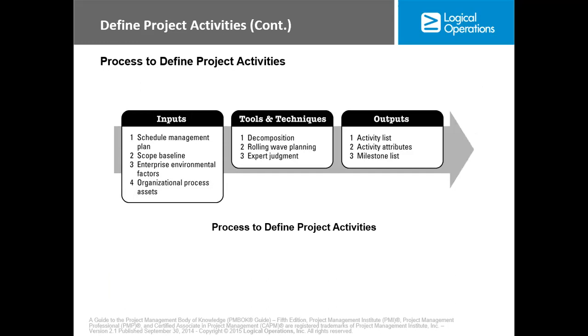Now, the process to define project activities. We have the schedule management plan, scope baseline, enterprise environmental factors, and organizational process assets as inputs. Then tools and techniques, we have decomposition, rolling wave planning, and expert judgment. Then the output at the end of the day, we have the activity list, activity attributes, and milestone list.